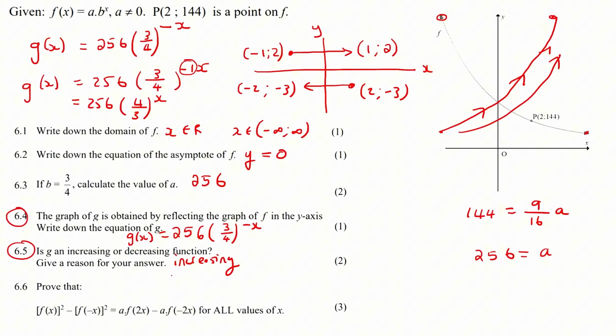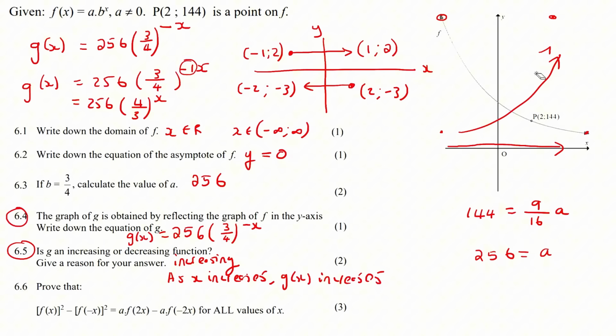They want a reason. You could say that as x increases, g of x increases. What does that mean? As you go from left to right, the x values are becoming larger. So you're increasing the x values. And as we are going from left to right, we can see that the y values are also increasing. Whereas with this one, as the x values are increasing when you're going from left to right, we can see the y values are decreasing.